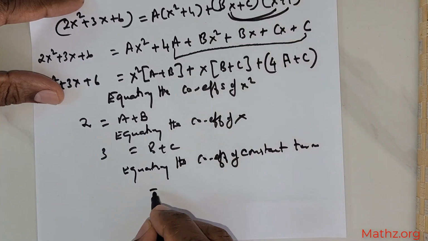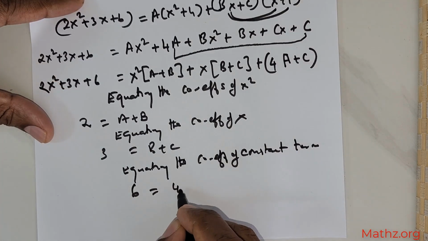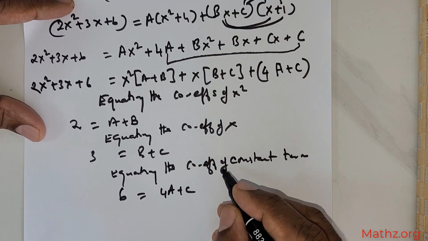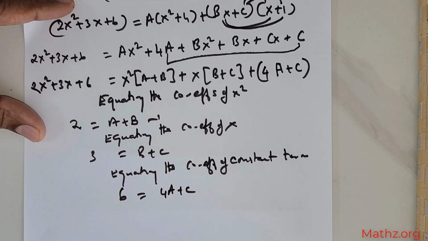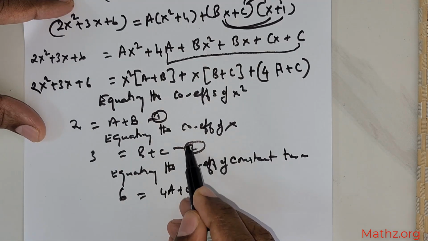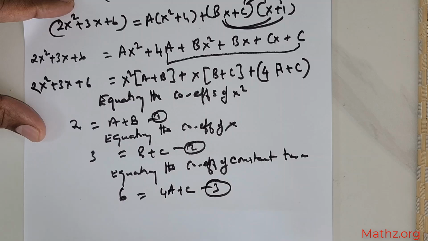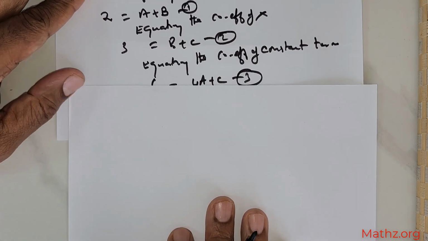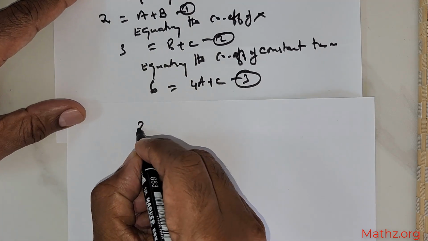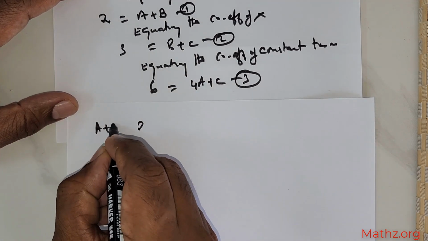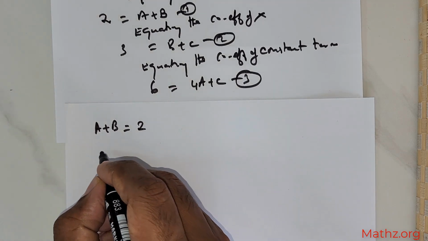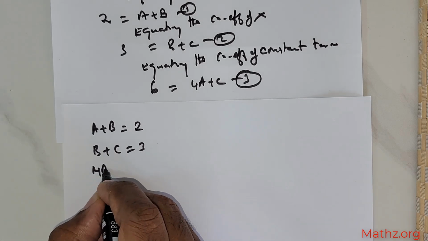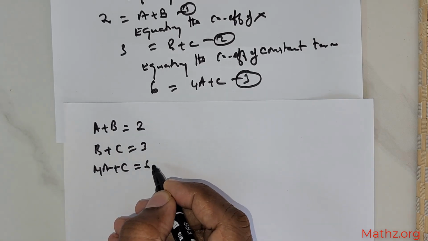So on the left hand side it's 6, on the right hand side it's 4a + c. So subsequently we have arrived at 3 equations: equation 1, equation 2 and equation 3. I'm going to take these equations and solve them. Let me move on to the next page. Let me rewrite it like this: a + b = 2, then b + c = 3, and then 4a + c = 6.